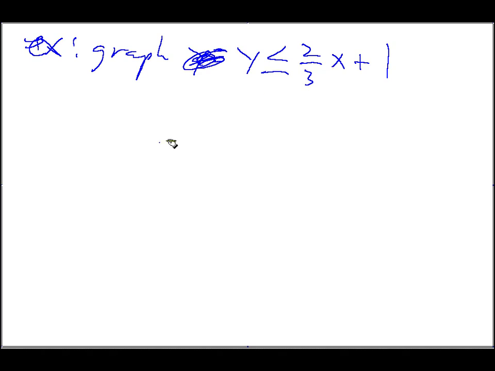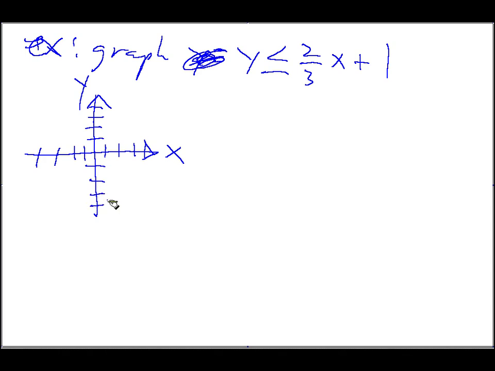So again, the first thing we'll do is graph this line here. So here's y, here's x. All right, so 1, 2, 3, 4, 1, 2, 3, 4, 1, 2, 3, 4, 1, 2, 3, 4.